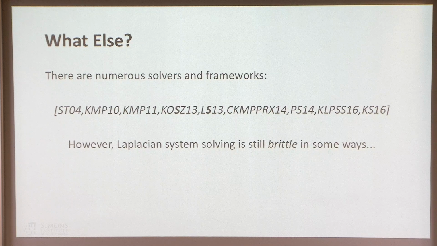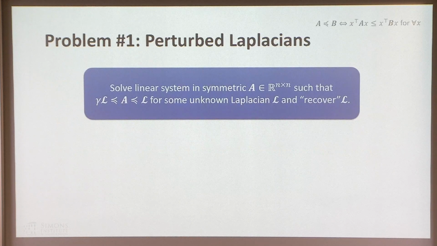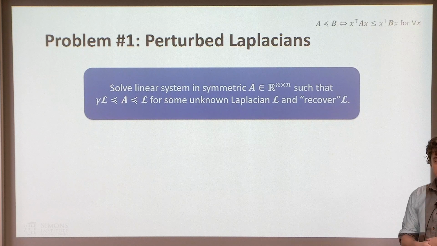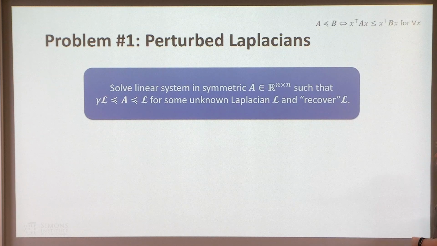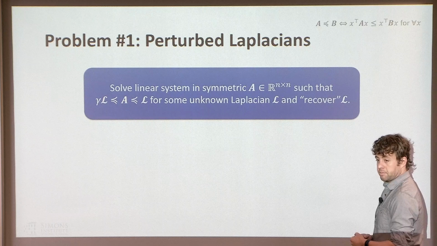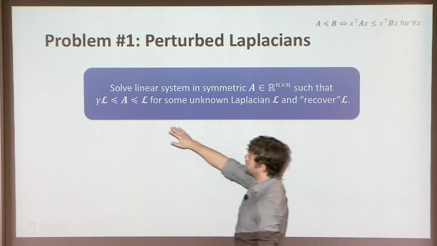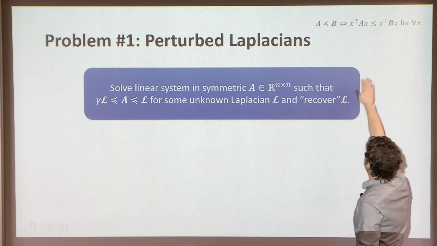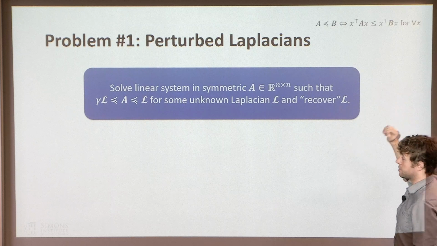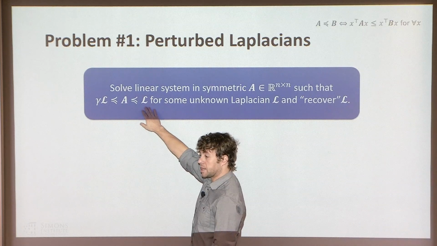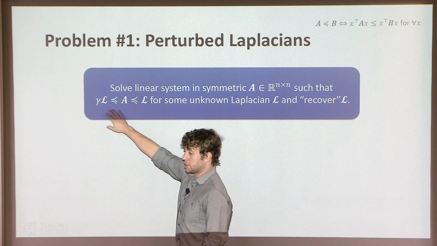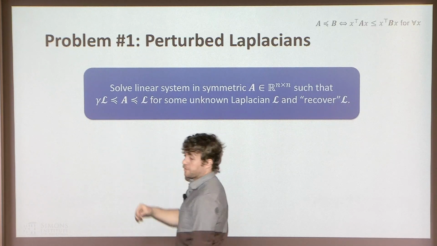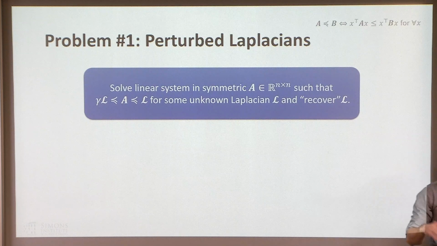So let me define a few of those. All right, so the first is something I'm going to call a perturbed Laplacian. Suppose we want to solve the following problem. Suppose we're given some symmetric matrix A, and we're promised that A is spectrally close to some Laplacian. So when I say spectrally close, I mean that in terms of the standard PSD matrix ordering, looking at the quadratic form for A, it is less than the quadratic form for L, but it's not too much less. Right? It's also larger than the quadratic form of L, as long as we scale it by gamma, which you should think of as some small constant or something polylogarithmic.